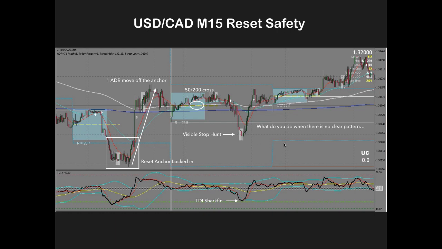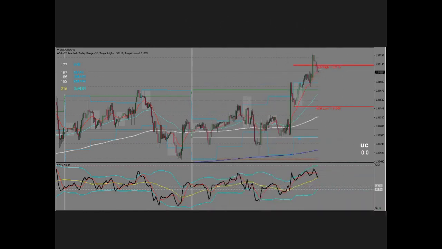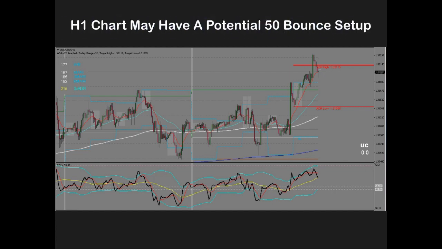All right, so sometimes if you're looking on the M15 chart and you don't have a clear pattern, okay, sometimes it's good to look at the hourly chart and see if there's a potential setup there. Okay, now if you look at the hourly chart in the same time frame or the same area, the H1 chart may have a potential H1 50 bounce setup for you. Okay, so take a look here.